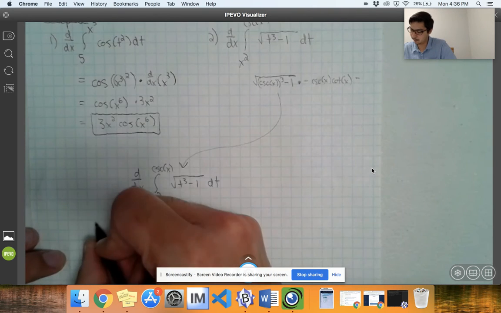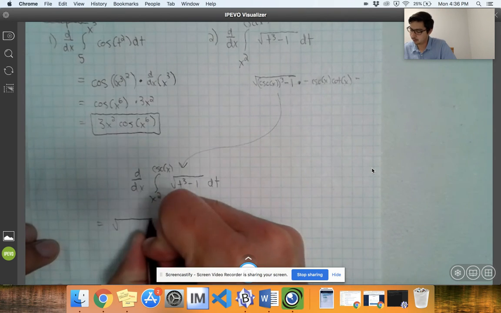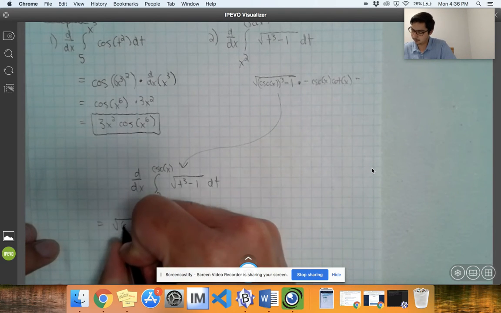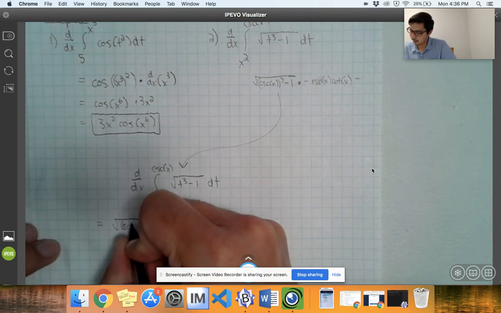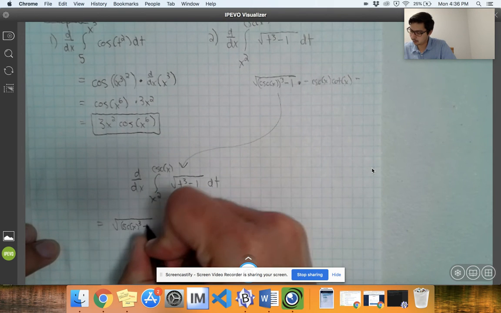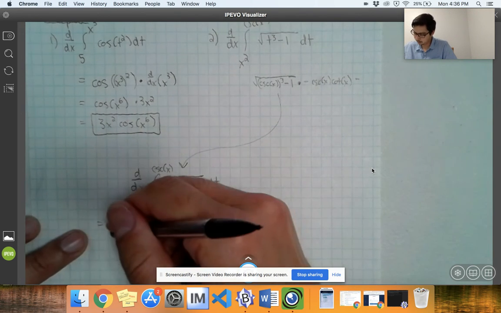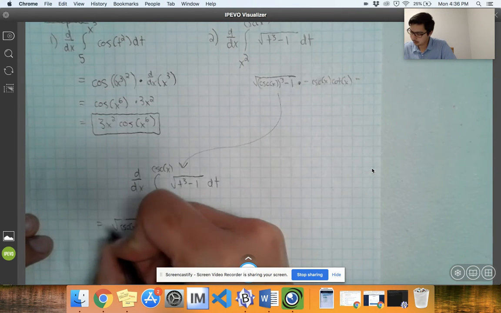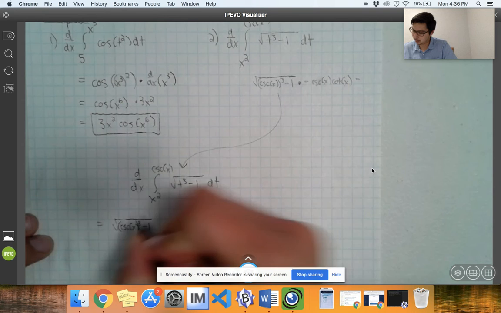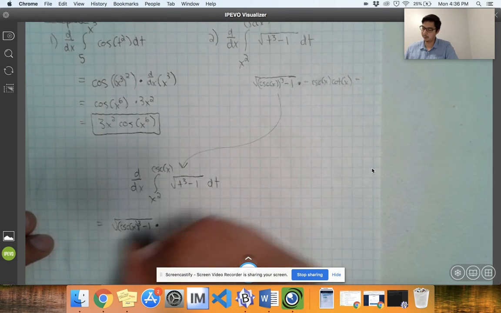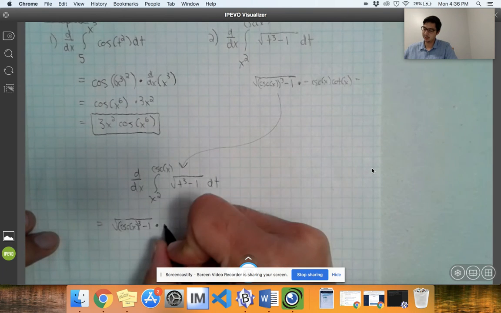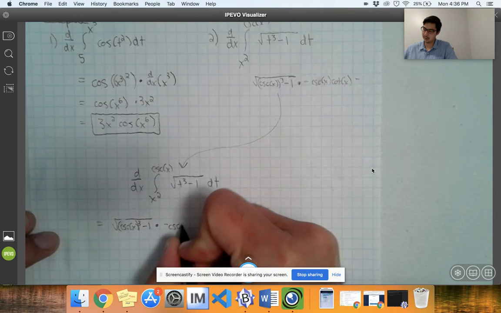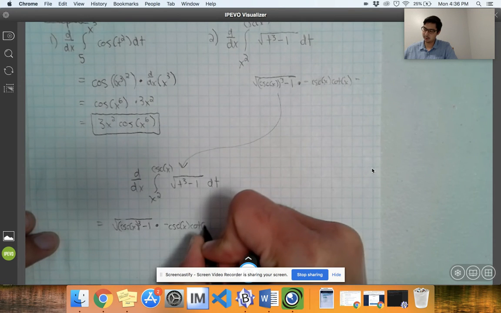The derivative of the integral from x squared to cosecant of x of root of t to the third minus 1 dt. Where are we at? You keep the same function, so it's root, and instead of t, you evaluate the upper bound, cosecant of x to the third minus 1. All of that, and then times the derivative of the inside. The derivative of cosecant x is negative cosecant x cotangent x.